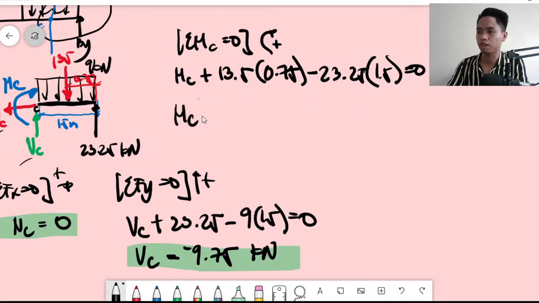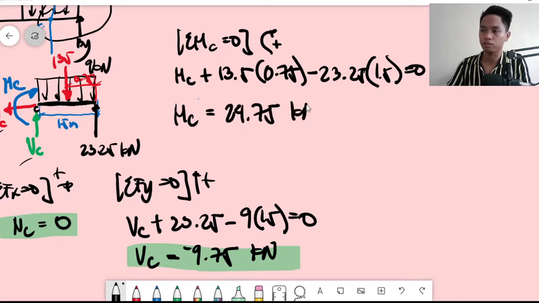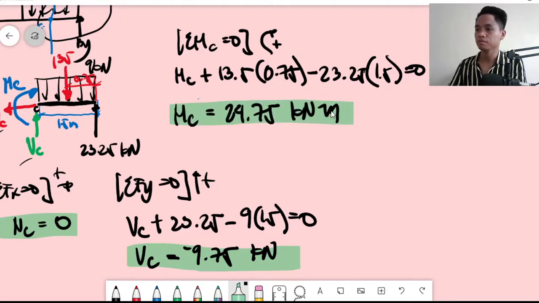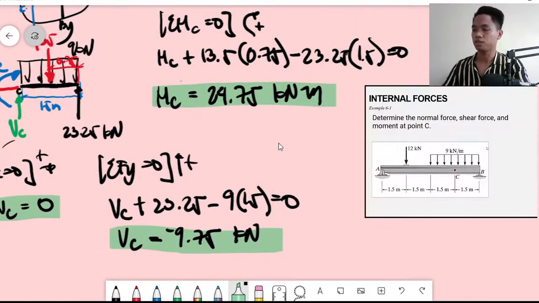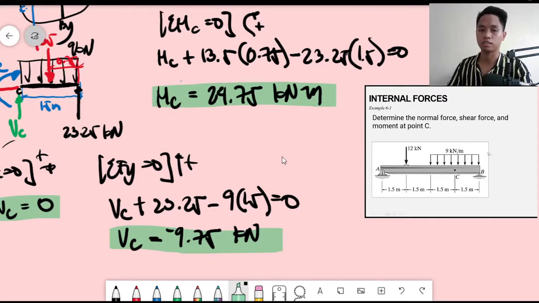So what would be the value of your MC? That is 23.25 times 1.5 minus 13.5 times 0.75. Dapat paspas na kayo mo-solve reaction para di mo malangay. This would be 24.75 kilonewton meter. That is a positive moment. Okay. So, that's it. That is our internal forces. Normal at C, shear force at C, and moment at C.